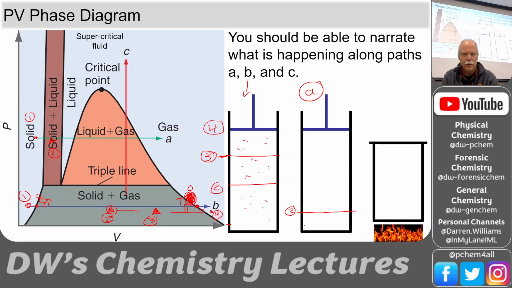And so 2, we've got some solid. I'll draw it kind of weird so you know it's not liquid. And this is all liquid. So that's where we are at 2. We're at some equilibrium between the solid and the liquid. But when that fulcrum moves all the way over here, and it's in this region, oh, this is 3. Then the solid is gone. It's completely turned into liquid.